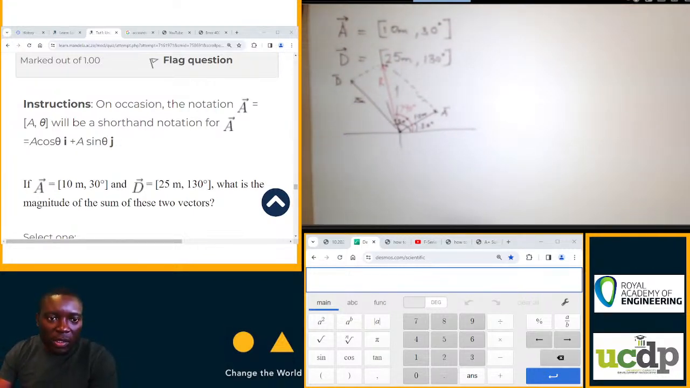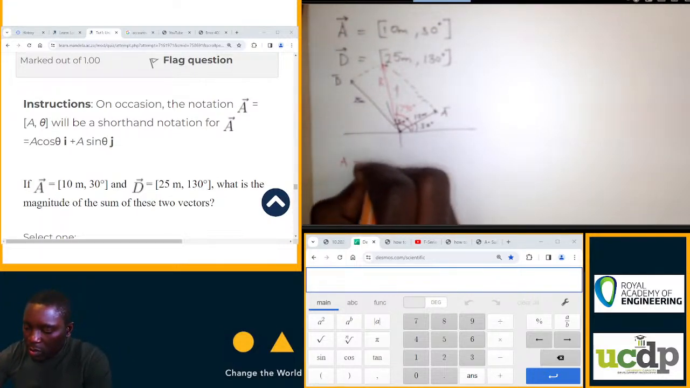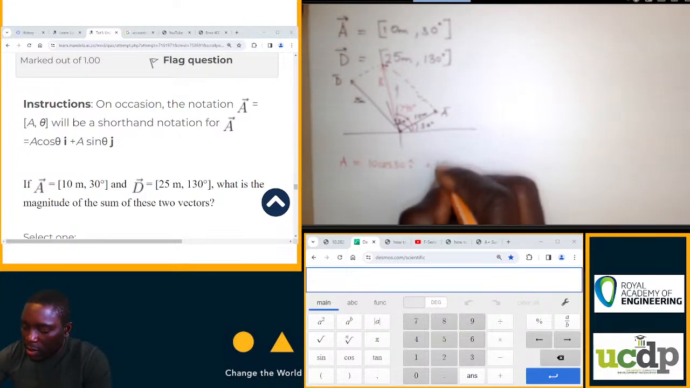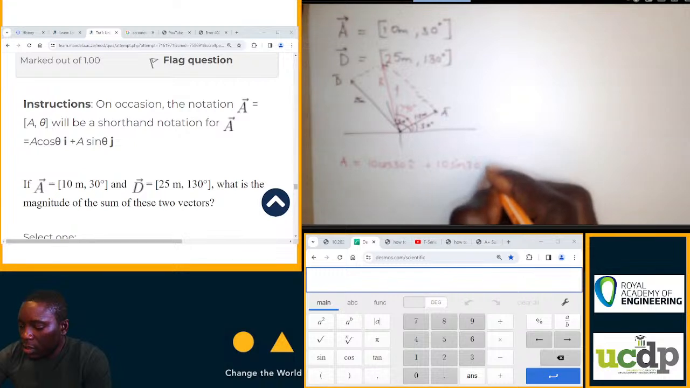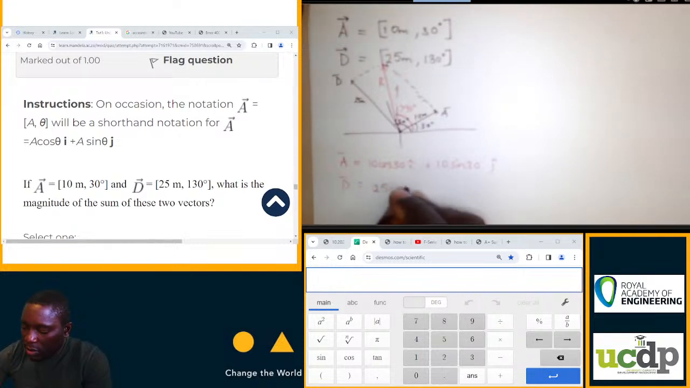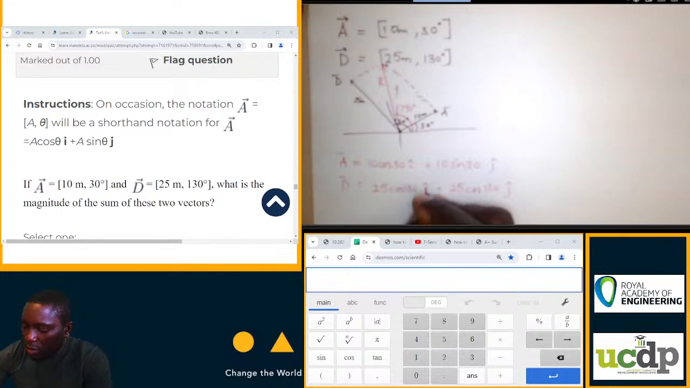But anyway, for us to get the resultant, we know that A is equal to 10 cos 30 i plus 10 sin 30 j, and D is 25 cos 130 i plus 25 sin 130 j.